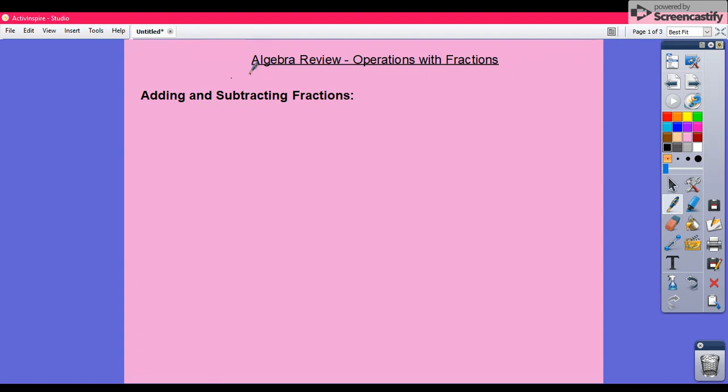So, just going to write a quick example here. Now, this would be the ideal situation, 3 over 8 plus 2 over 8, because they're common denominators. So, if you have common denominators, then yes, you want to keep the denominator and do whatever the numerator says. However, what happens when you don't have common denominators?